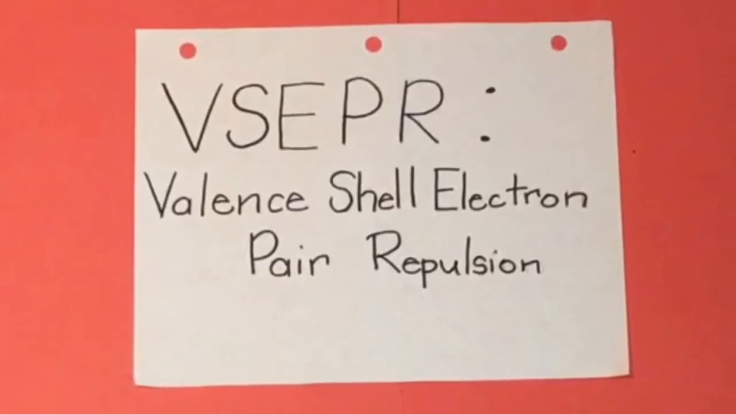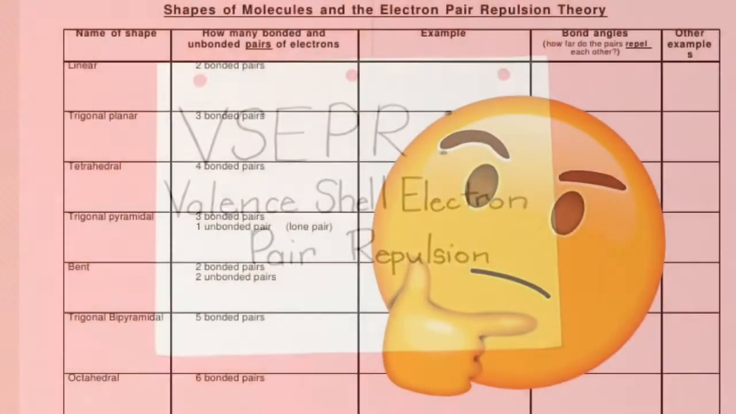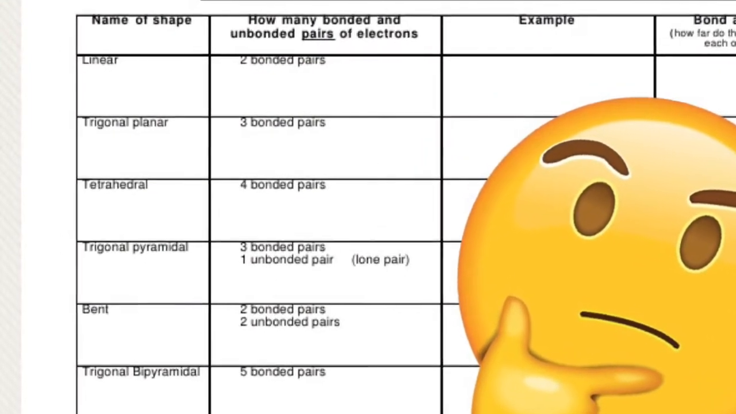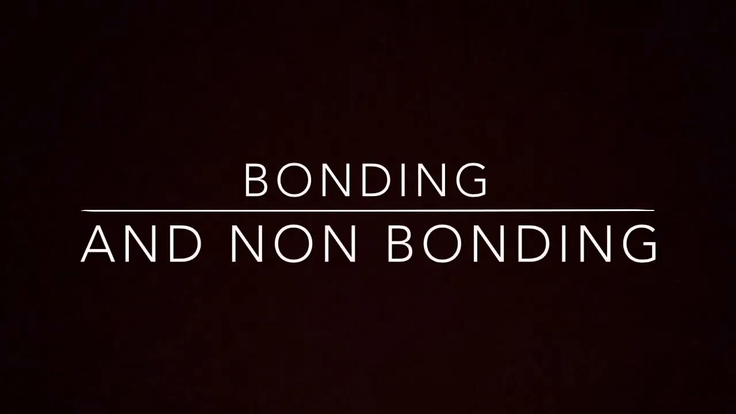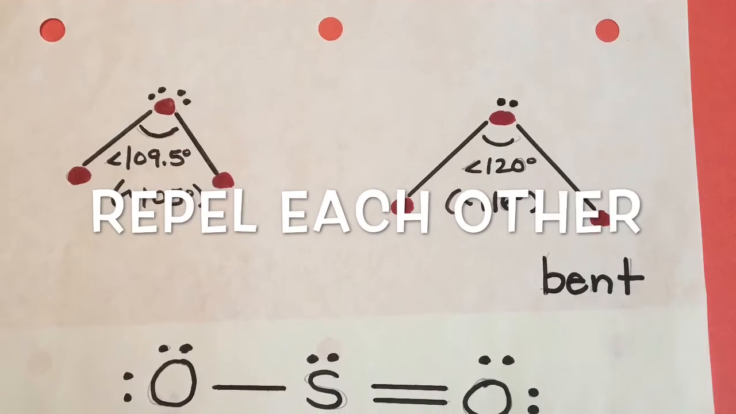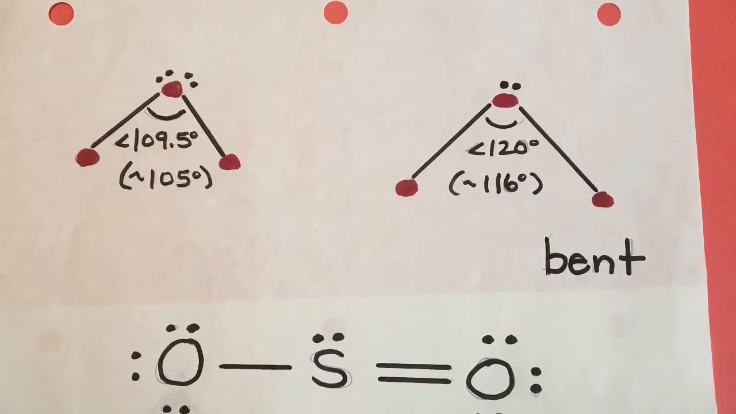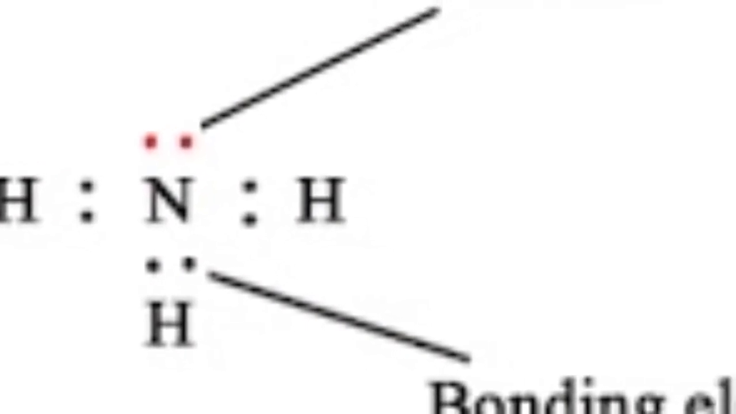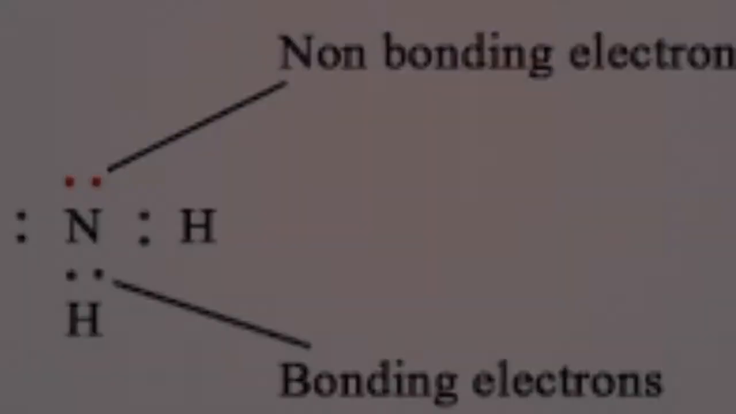VSEPR theory, or valence shell electron pair repulsion theory, is a method for predicting the shape of a molecule from the knowledge of the groups of electrons around a central atom. Electron pairs, bonding and non-bonding electrons, repel one another. As a result, the electron pairs remain as far apart as possible from one another to minimize the repulsion. The repulsion of lone pair electrons is greater than the repulsion of bond pair electrons. This will become important later when we determine bond angles.